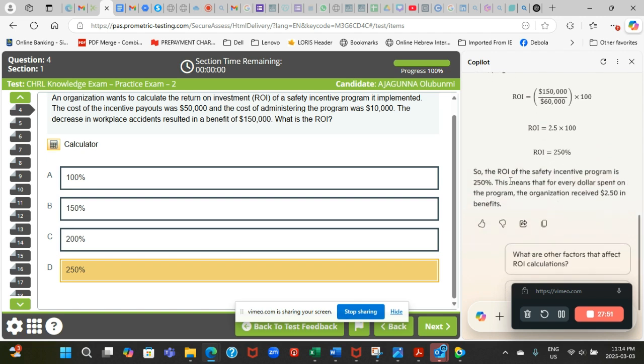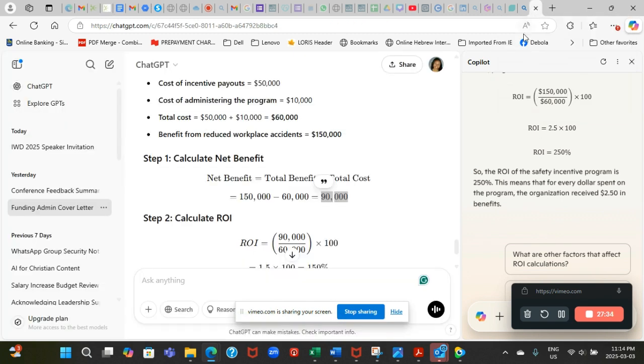So it says that the ROI of the safety incentive program is 250%, which means that for every dollar spent on the program, the company receives $2.50 in benefits. So 1:2.5. Now, let's look at what ChatGPT says.